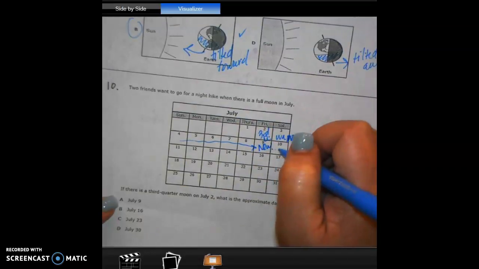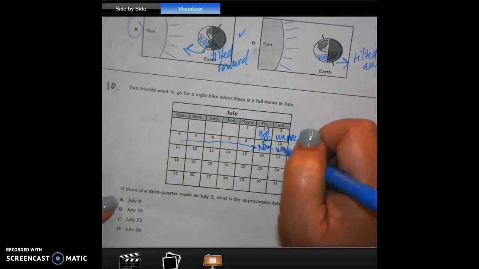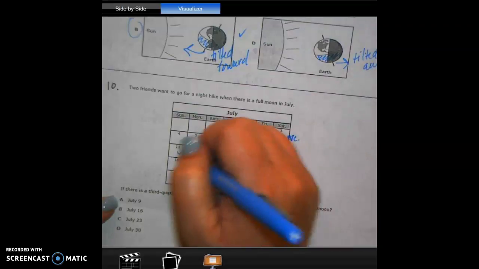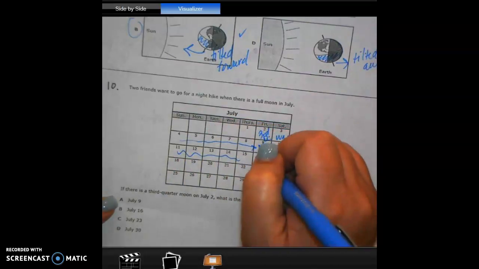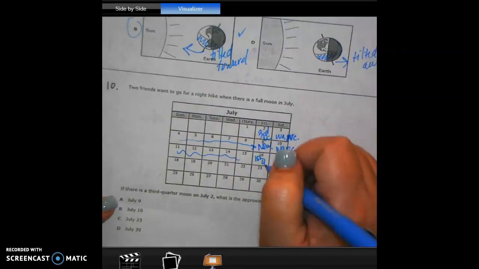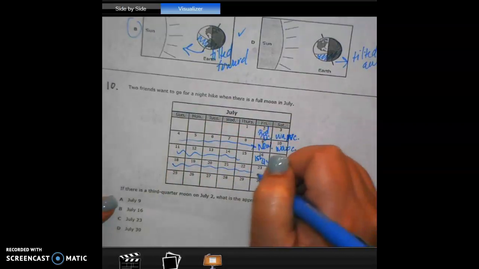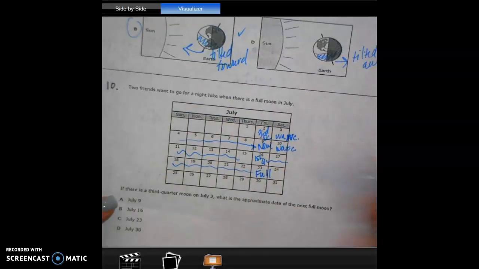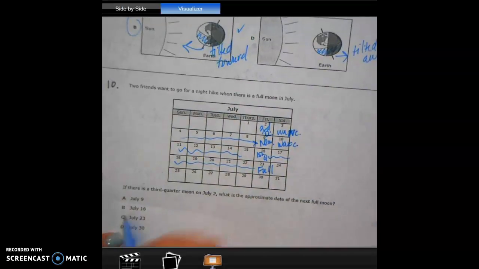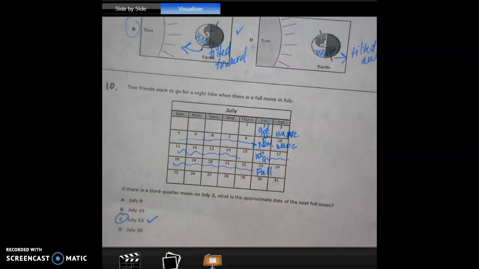Then again, after the new moon, we've got the waxing crescent. That's going to last about 6 to 7 days until we get to the first quarter. After the first quarter, we've got the waxing gibbous for another 6 to 7 days. So our full moon would be sometime around the 23rd or 24th, which means C would be our correct answer.